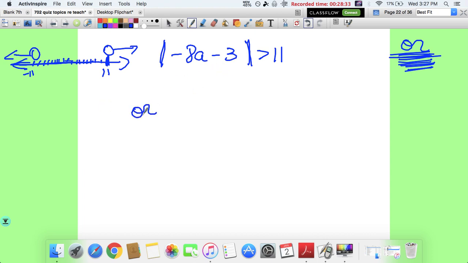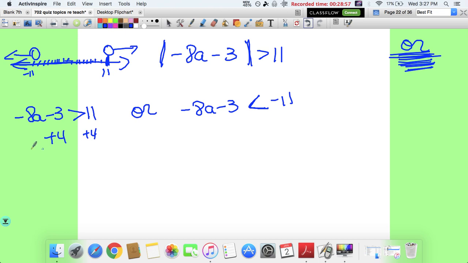So here's my or. The first one is take the absolute value out. Negative 8a minus 3 is going to be greater than 11. Or negative 8a minus 3 is going to be less than what? And here's that negative 11. Solve. The answers are there. I'll solve anyway.